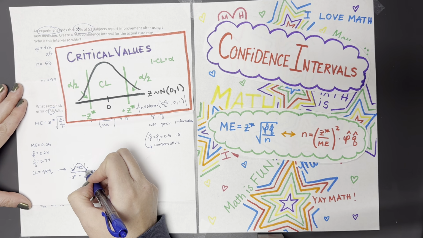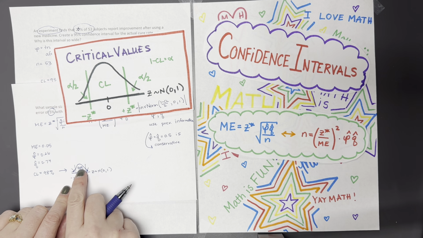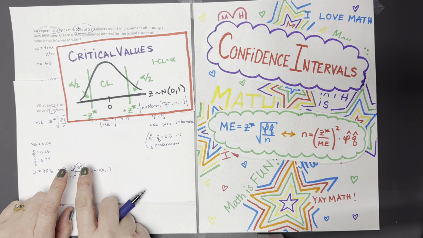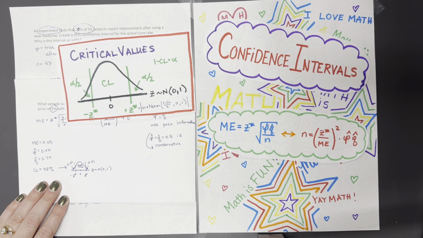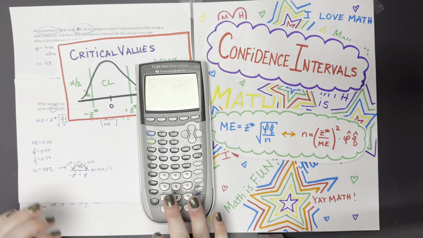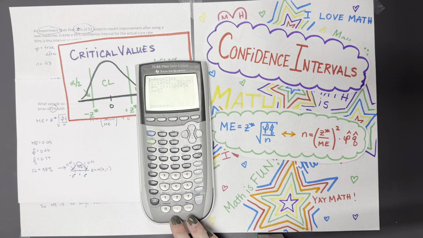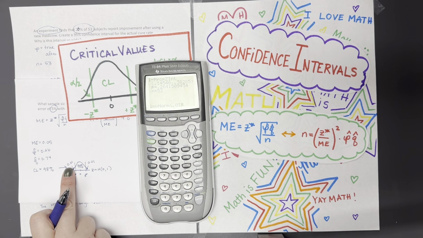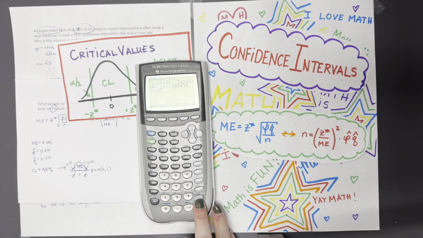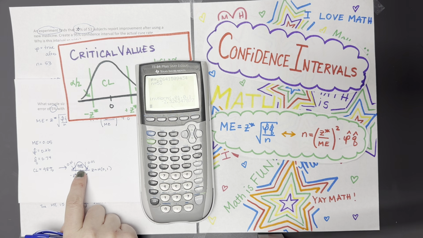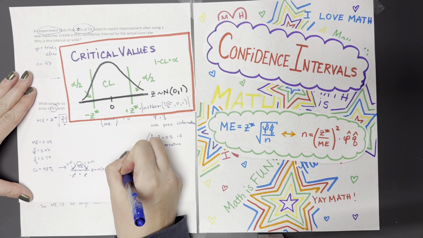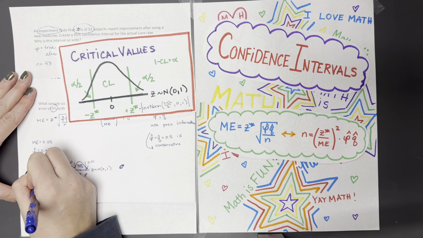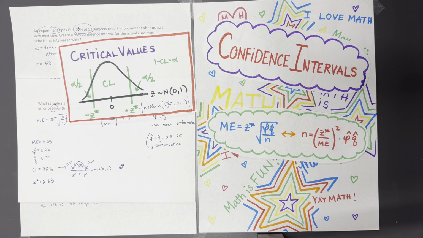And the area outside either of these, so 98% plus this is 100%, and these have to be equal. So these are both 0.01 or 1%. So on my calculator, I am going to do inverse norm, 0.01, that's my area to the left, 0, 1. If you have a calculator that will let you do center, you can just put 0.98 as the center, and I'm getting 2.33. So my z star value is 2.33.